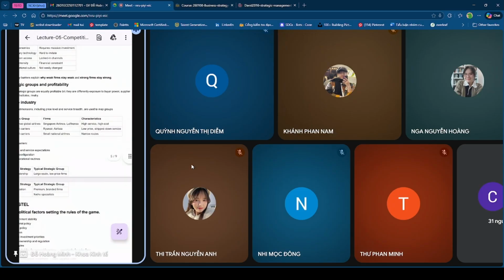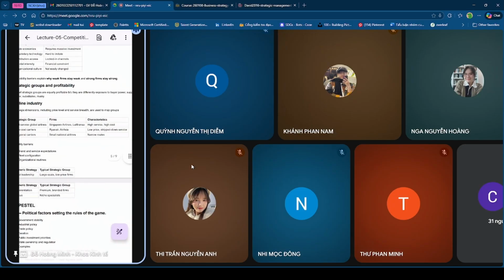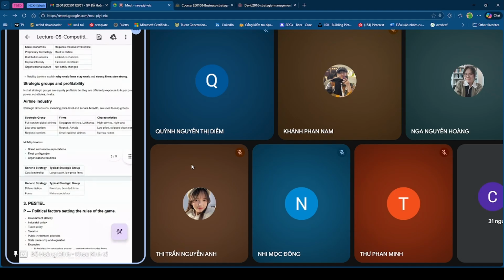The characteristic of this group is a narrow route. And you can see there are three groups.